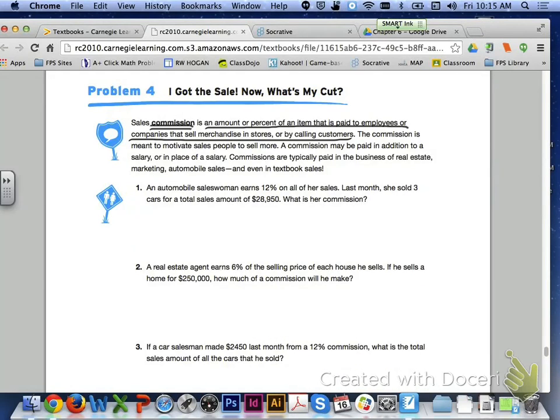Let's skip over to problem 4 on page 450. It says up at the top, sales commission is an amount or percent of an item that is paid to employees or companies that sell merchandise in stores or by calling customers. The commission is meant to motivate salespeople to sell more. A commission may be paid in addition to a salary or in place of a salary. Commissions are typically paid in the business of real estate, marketing, automobile sales, and even in textbook sales. So what I would like you to do for problem 4 is answer questions 1 through 4.